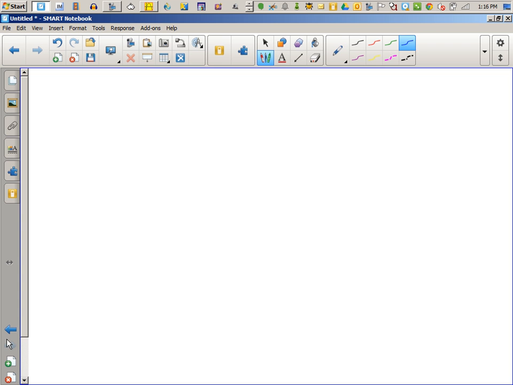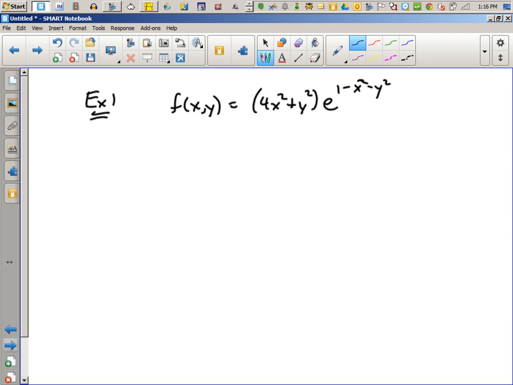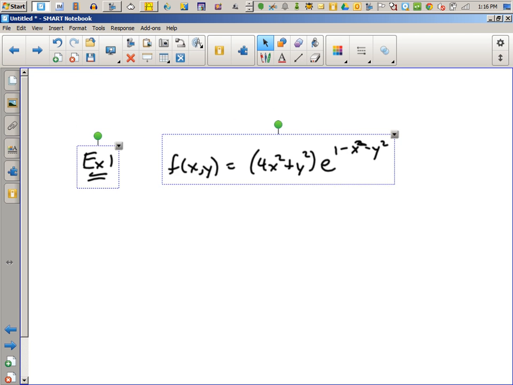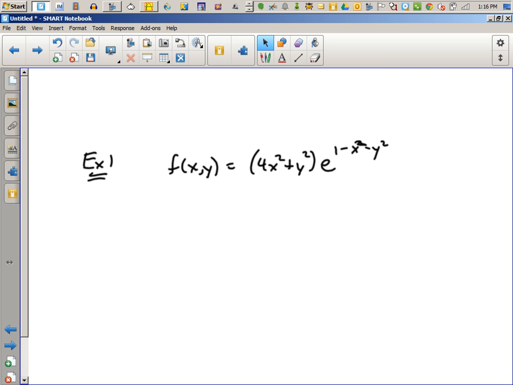Okay, and I think it all makes sense to you. The function I've chosen is from the Larson textbook, although I modified it a little. And the function is f(x,y) equals (4x squared plus y squared) times e to the 1 minus x squared minus y squared. So that's kind of an ugly function, but it has a really complete graph. Like it's got all sorts of interesting points, okay? All right, so what would you do?